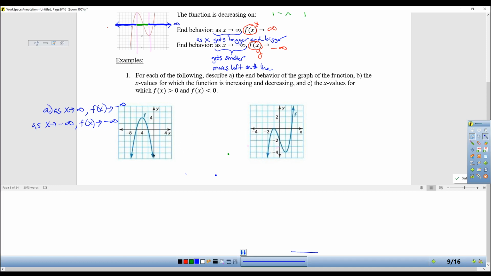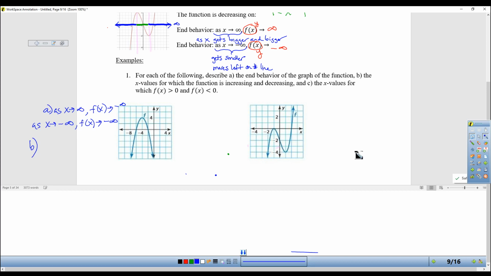It's going down. So this just means when you go to the right, what is the graph doing? It's going down, so you write negative infinity. And when you go this way, it's going down, so you write negative infinity. If you don't get it yet, we'll get it by another couple examples.